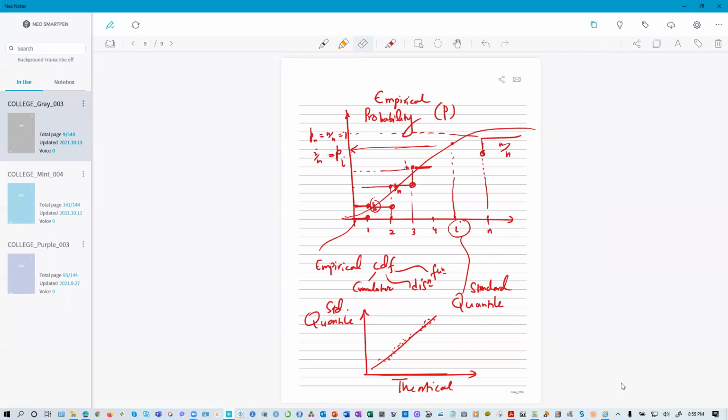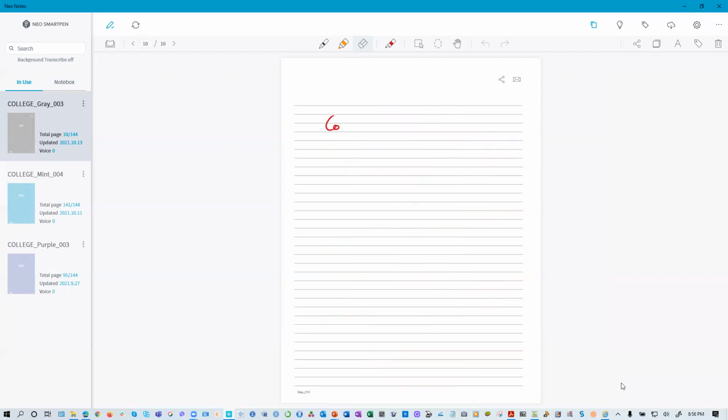How do you find the quantile? This is how you're going to find it. The corresponding quantile for the ith probability, I'm going to say Qi for the ith one. So the Qi, we know that Pi is nothing but the probability, the standard normal distribution Qi.